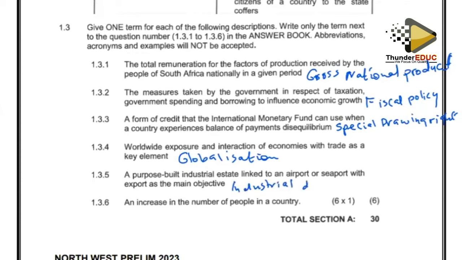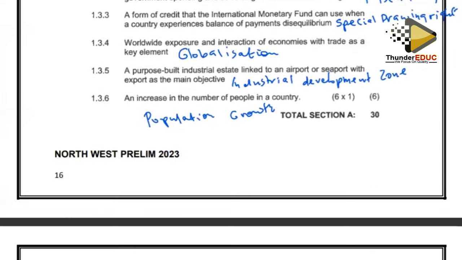Industrial development zone, right. 1.3.6, an increase in the number of people in a country. That is nothing but population growth. Okay, right. Let's move on to the next question.